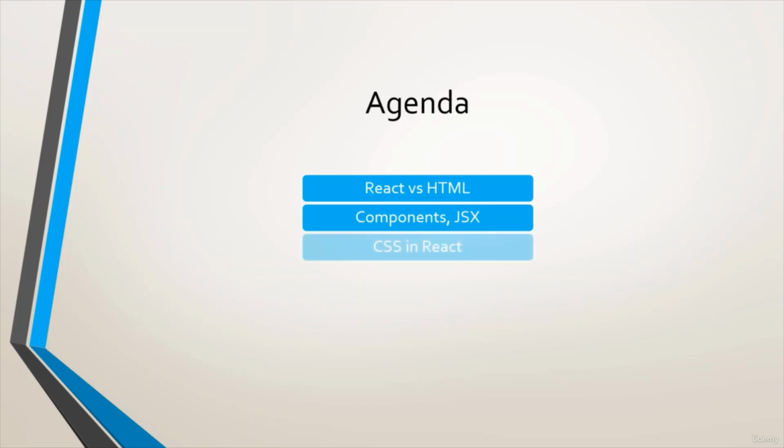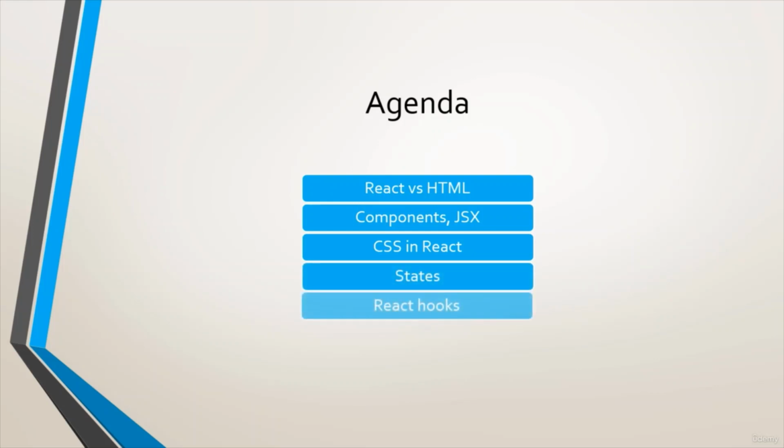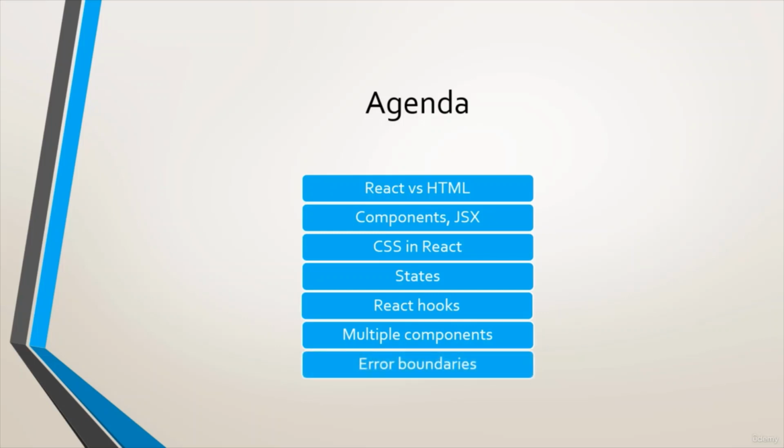We will learn how to use CSS in React, events, states, and we will introduce 3 React hooks: useState, useEffect, and useContext. We will also see how to work with multiple components and how to make them communicate with each other. We will use error boundaries to prevent our application from crashing due to some error.